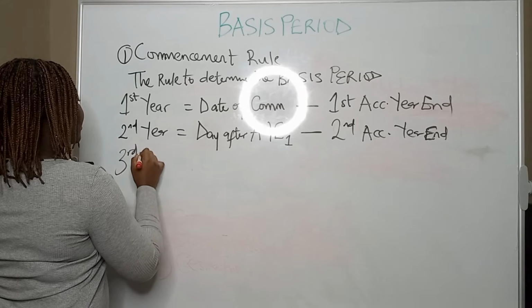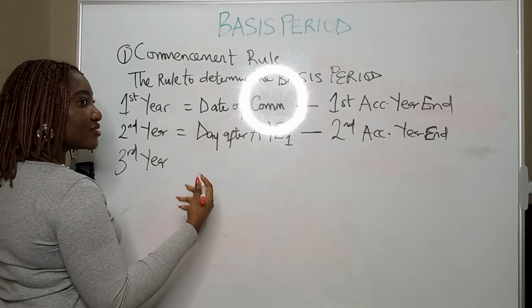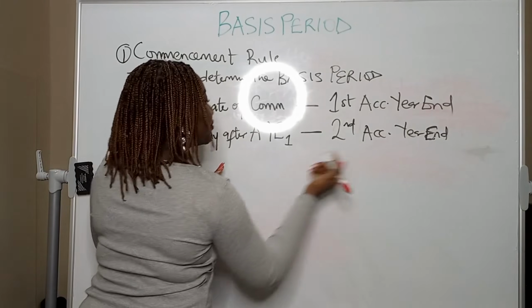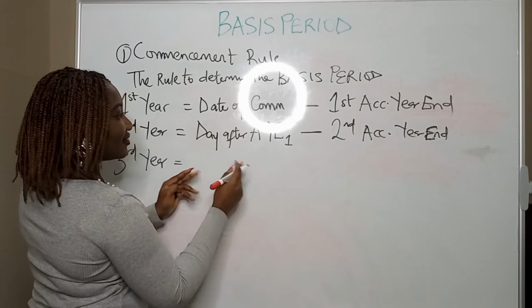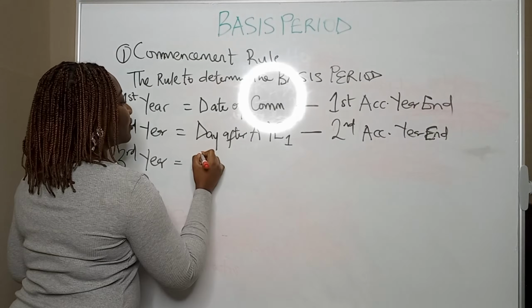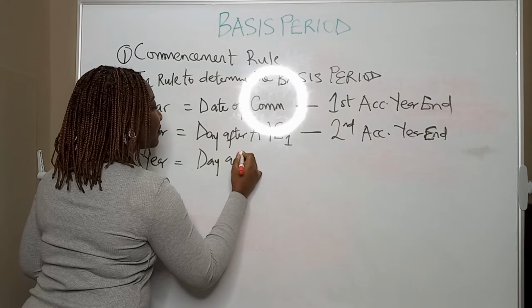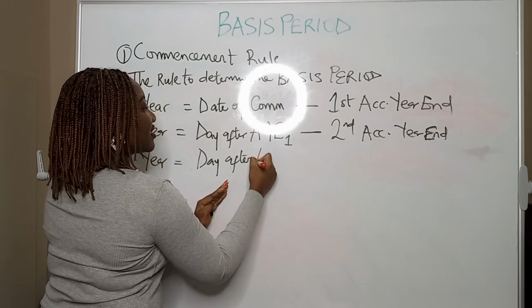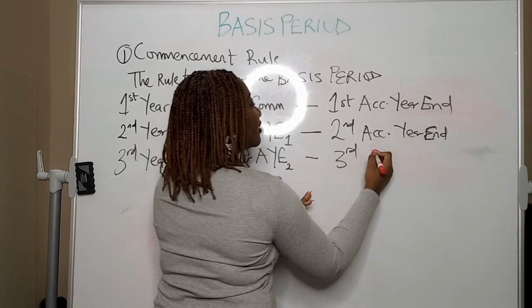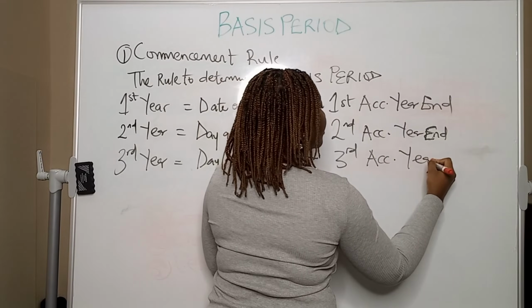Then the third year, that is the third relevant year of assessment or the relevant tax year, is equal to what? The next basis period. That is day after the second accounting year end. Don't give any gap. You are making it a normal business period now. So day after this accounting year end, right? Accounting year end. So towards third accounting year end.